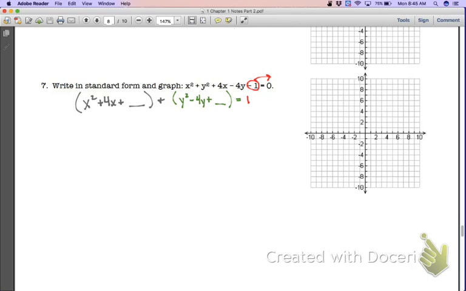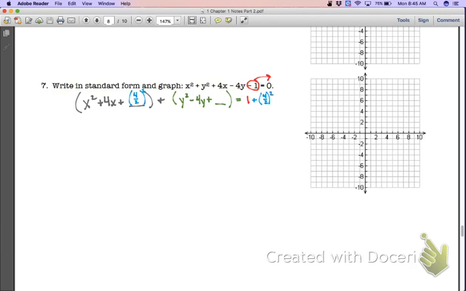So then, to fill in the blanks, what do we need to do right here? What am I going to divide by 2? 4 divided by 2. Don't forget to square it. Since I did it on the left side, do the same thing to the right side. So 4 divided by 2, quantity squared.